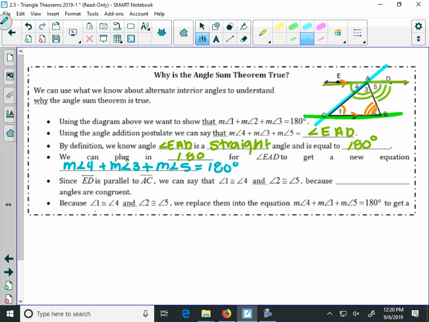What kind of angles are angle 1 and angle 4? Yeah, they're alternate interior. If I make this a transversal, what type of angles are 2 and 5? They're also what? Alternate interior. And what do we know about alternate interior angles? They're congruent. They're the same. So we can say that 1 and 4 are the same because they're alternate interior angles. We can also say 2 and 5 are the same because they are alternate interior angles. And we know alternate interior angles are congruent.